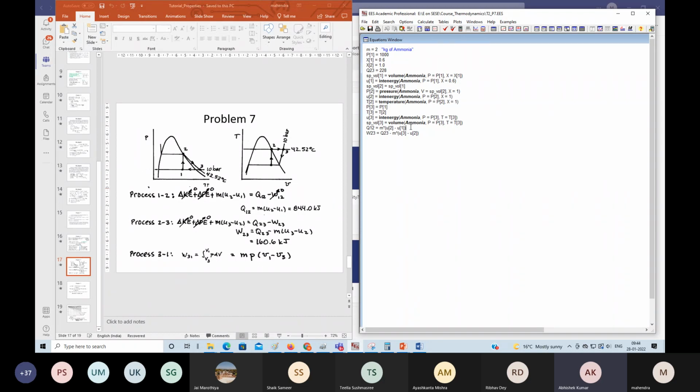This you can solve by what can we solve? W23 equal to, yeah, W23. How can you solve this? So W23 equals Q23 here, P2 V2 and then ln V3 by V2 is this. Can we use this also? Yes, sir. We can use this, right?